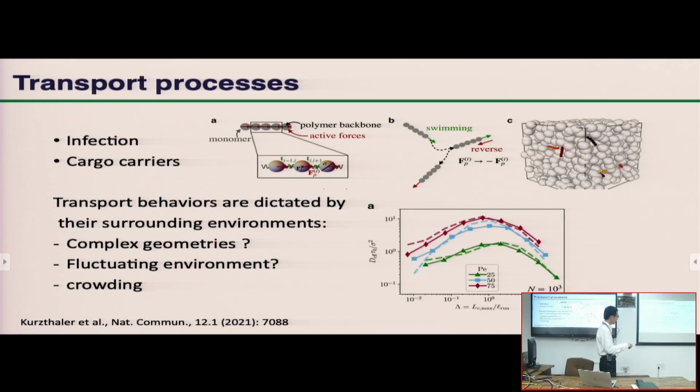The third is crowding, and this we've seen before. Say in a cell, you have active particles in there, but there are many other things around. How do we understand the transport dynamics within a cell? We talked about how motor proteins transport vesicles in the cell, and that's important for cell function. The question is, can we understand to what extent these active forces promote transport compared to just passive diffusion? We don't know. That's something one can think about.